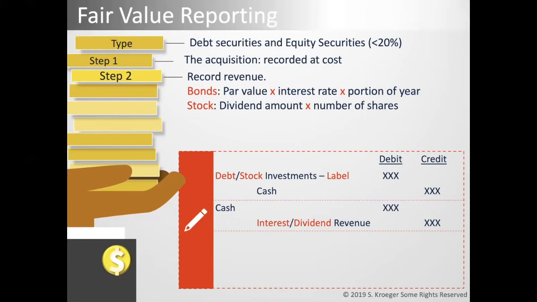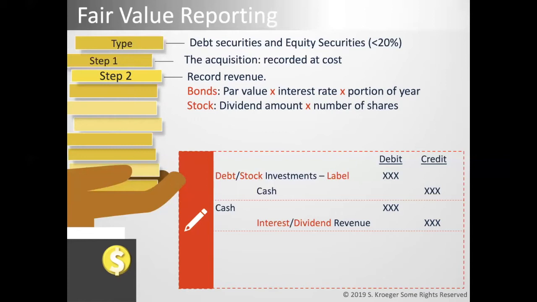For bonds, to determine the interest revenue amount, you would multiply the par value by the interest rate by the portion of year, similar to what we did in Chapter 14. In Chapter 14, we would divide by 2 because interest was paid semi-annually. We are going to be doing the same thing in this chapter. Multiply the par value by the interest rate, then divide by 2.